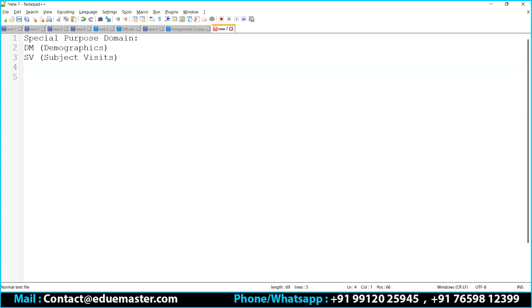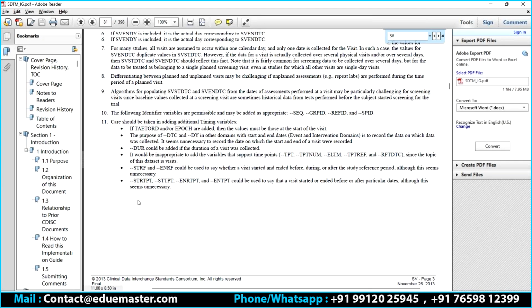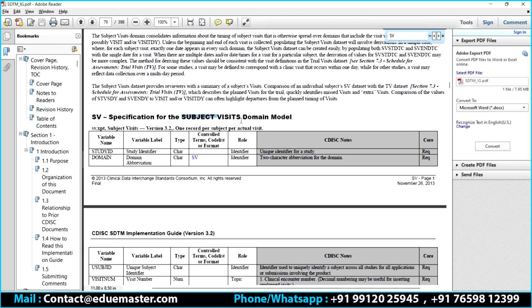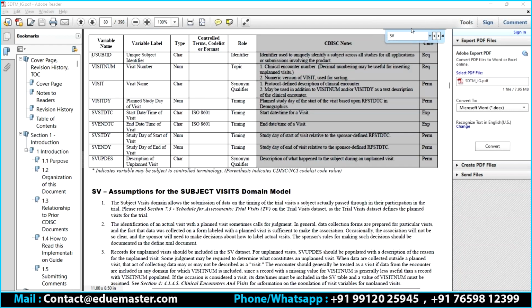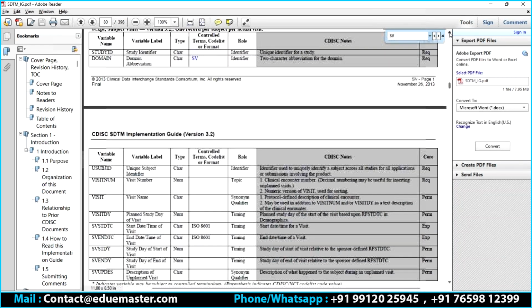Okay. So if you go to your implementation guide, this is your implementation guide again. We are talking about your subject visits domain model. Most of the variables are known to us because we already worked on that particular one. So just like your DM domain, we are going to discuss all those variables. Here the number of variables is less, right?